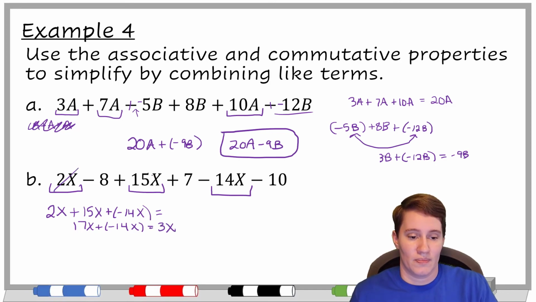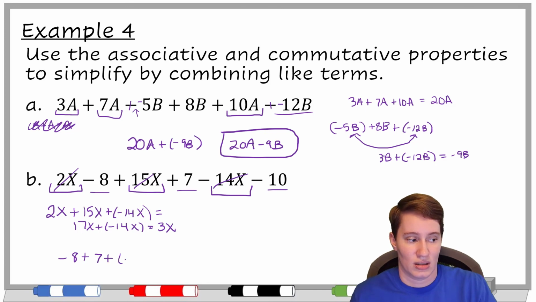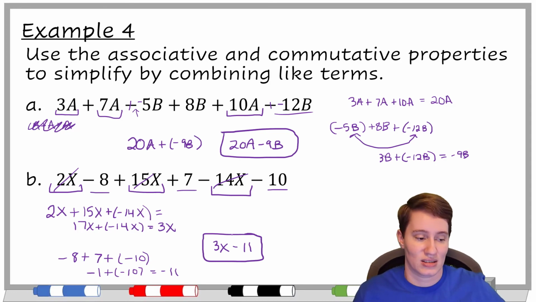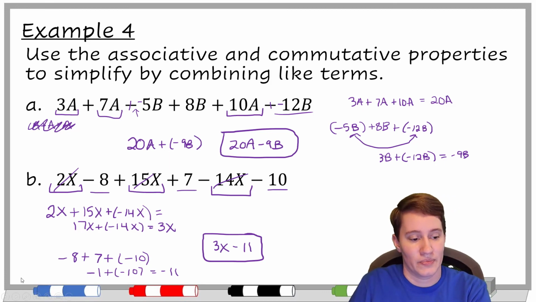How about you can mark these out then so that you know that you've already taken care of them. How about negative 8 plus 7 and minus 10? So negative 8 plus 7 plus negative 10. So that would be negative 8 plus 7 is negative 1. Negative 1 plus a negative 10 is negative 11. So this gives us 3x minus 11. And those are not like terms. We can't put together something that has an x with something that doesn't have an x. So keep that in mind as you're going along with this.